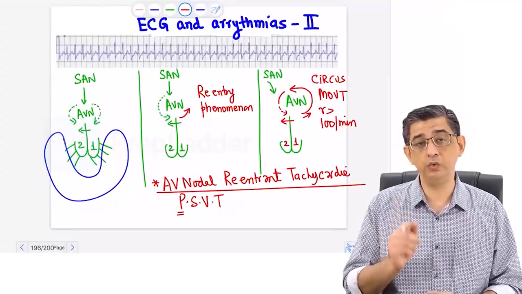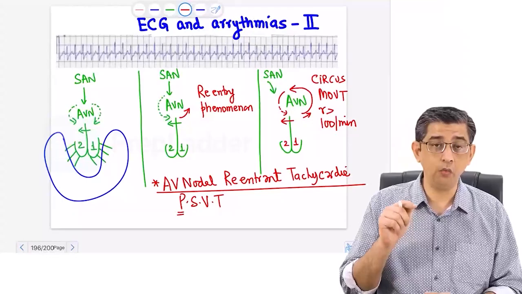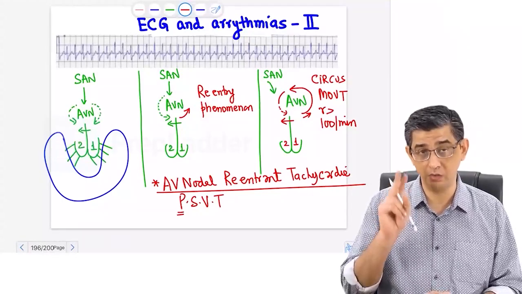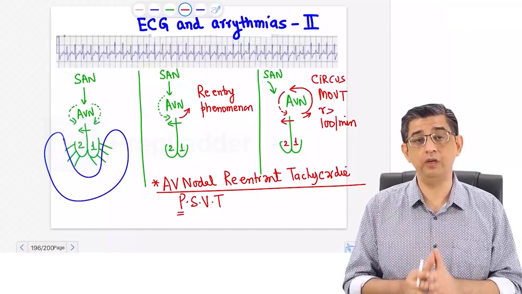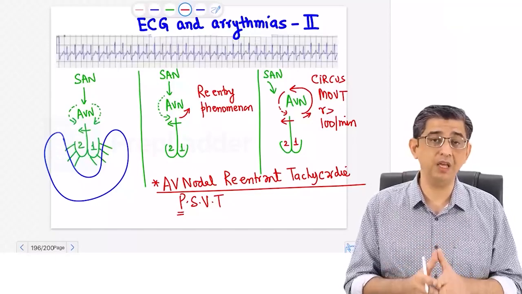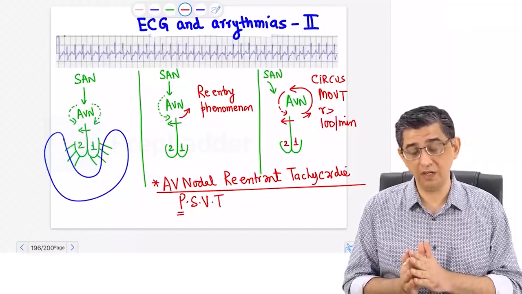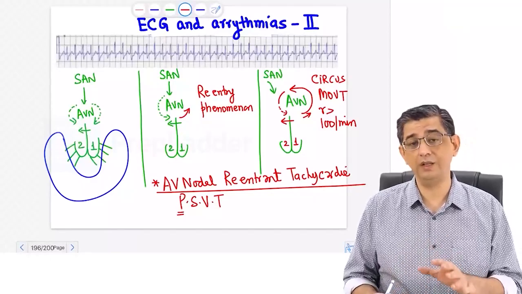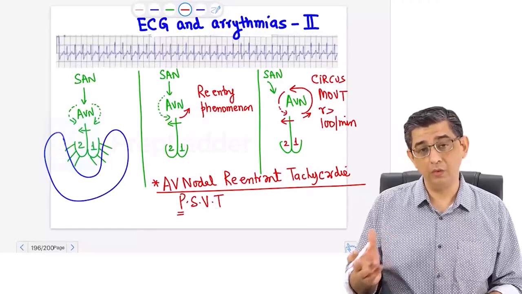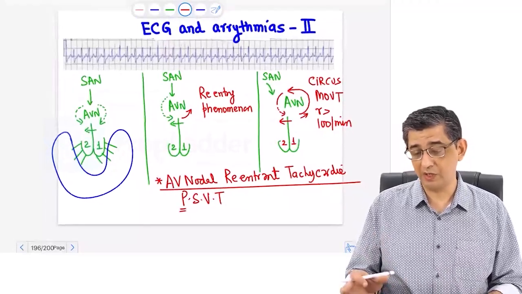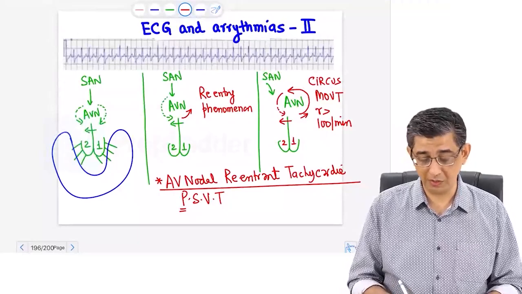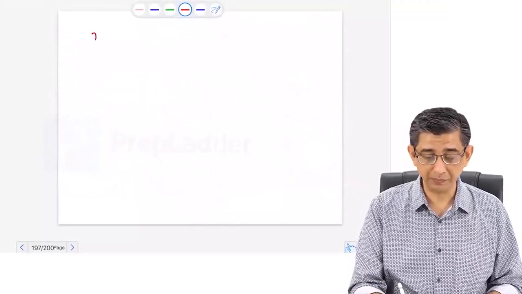Subsequently, I'm also going to teach you AVRT, that is atrioventricular reentrant tachycardia. So there are two terms which I want you to learn right in the starting of this discussion. One is AVNRT, second is AVRT. At the moment, it is AVNRT that is on the agenda. Now, let us create a case-based scenario on the same, and this patient will usually be a young female.